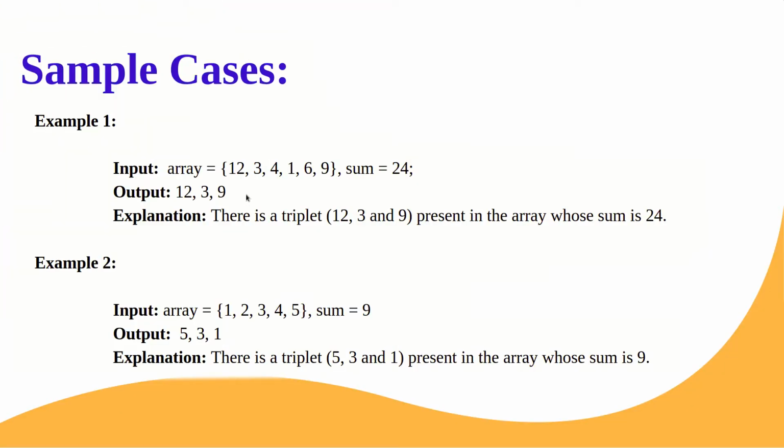Previously we have discussed 3 examples. Here you can see that if this is the input array and the sum value is 24, and we take these 3 values, the sum comes to 24. This means that there exists a triplet; at least one should be there. So there exists at least one triplet, which is 12, 3, 9, which sums to the given number.